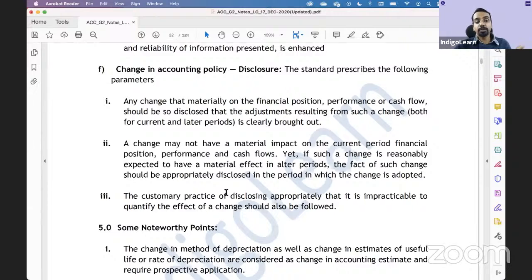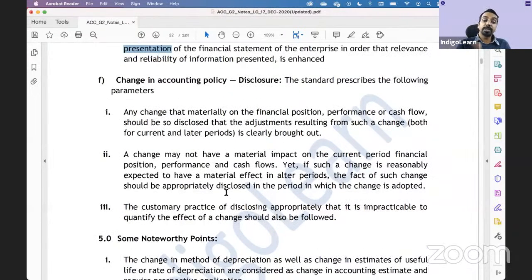That is what is required to be changed. And what should be disclosed? You should disclose the impact of the change and to which periods the impact of the change will apply. For example, does it apply only in this period, or does it apply in this period and also in the future period? That has to be disclosed.